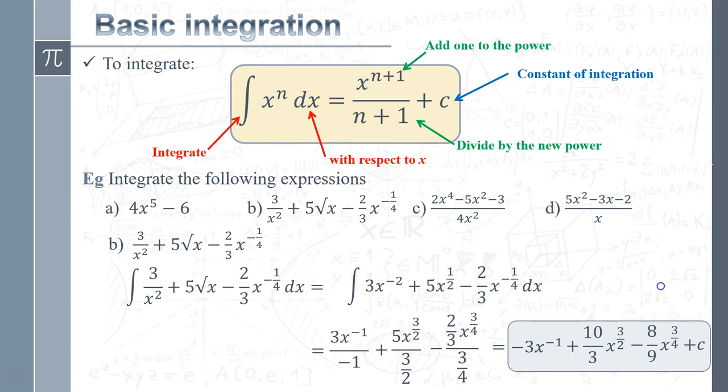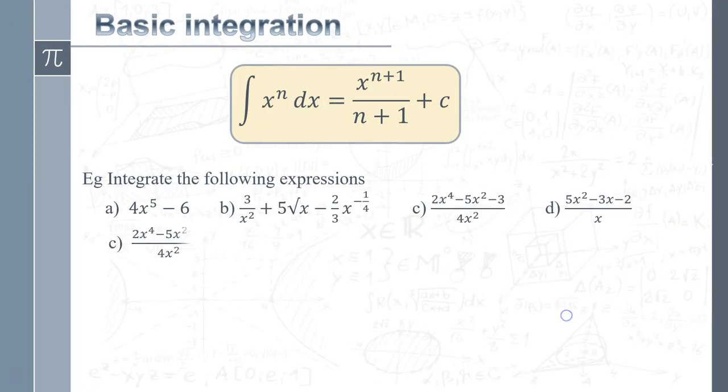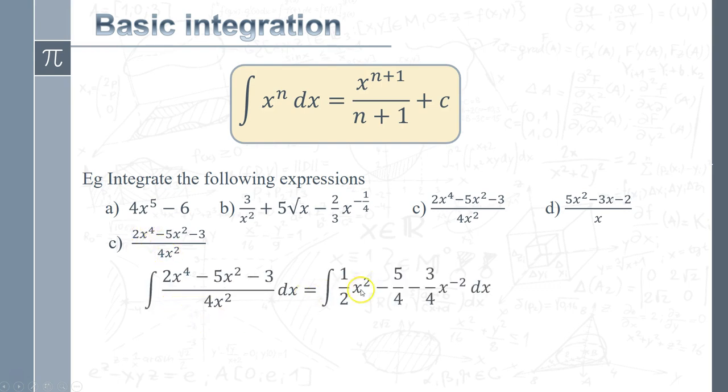Okay, so moving on, let's have a look at part C. So we've got this one, so it's a division. So again, what we're going to do is do the division first and get these written as individual powers of x. So I've got 2x to the power 4 divided by 4x squared. So I've got 2 over 4, which is a half. X to the 4 divided by x squared is x to the power half.